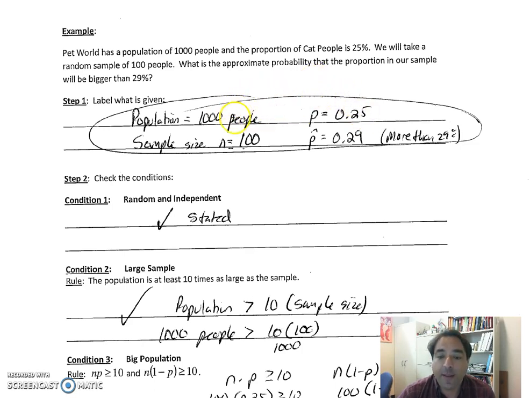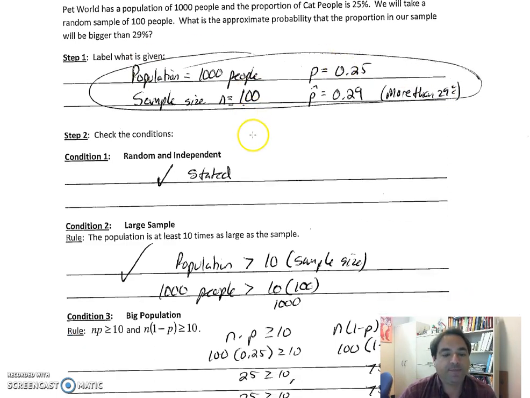The number that describes the population is P, which is 25%. Our sample size is 100 people. And our sample proportion, p hat, is 0.29, and we're trying to find out if it's larger than 29%. What we're trying to find out is, knowing that the population is 1,000 and that 25% of all people are cat people, if we ask a random sample of 100 people, what is the probability that our final answer will be 29% or more? What's the chance of that happening, knowing that it's supposed to be 25%?